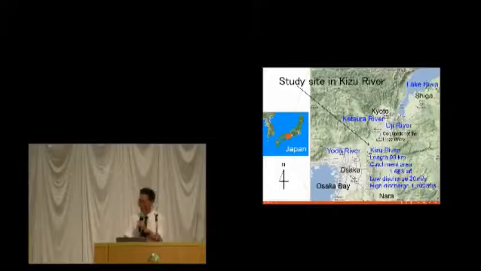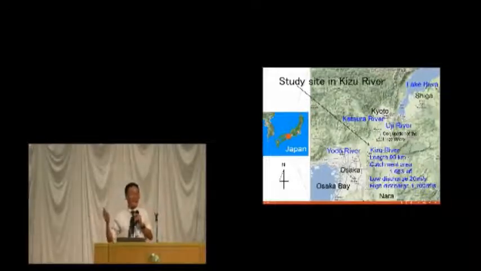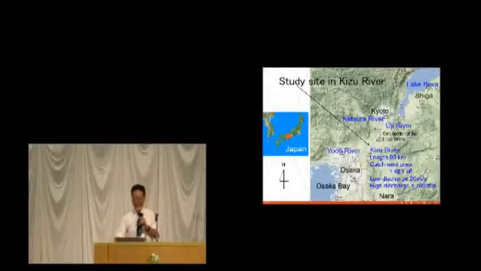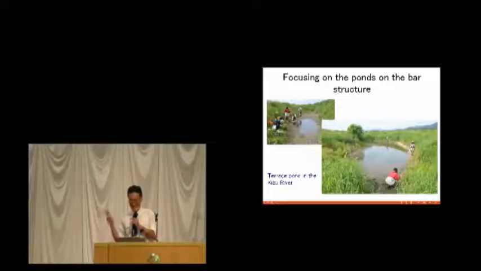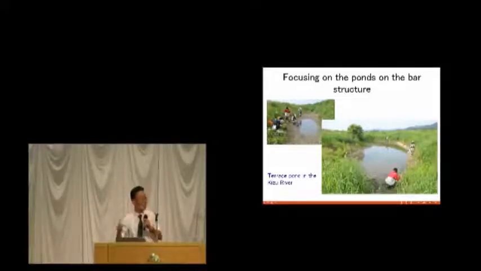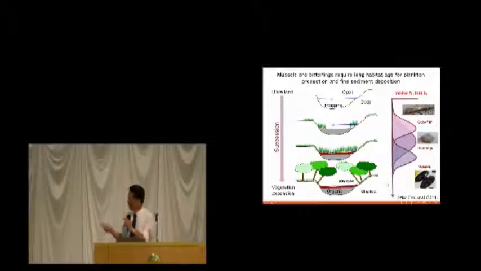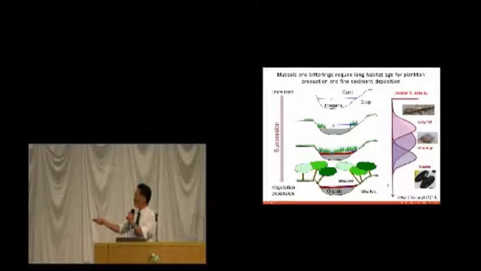Yeah. So, this is the story of the riffle, and the next one must be the pond, but unfortunately, the pond story is a bit, I should skip. The pond, on the other hand, must be a bit older. For the bittering, the conditions before 1 year should be more important.